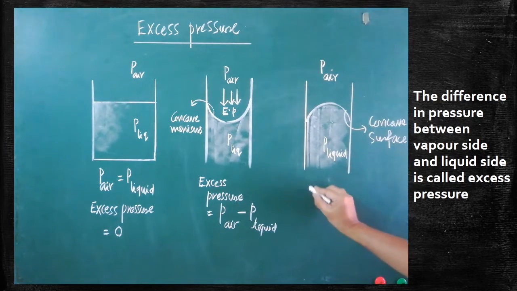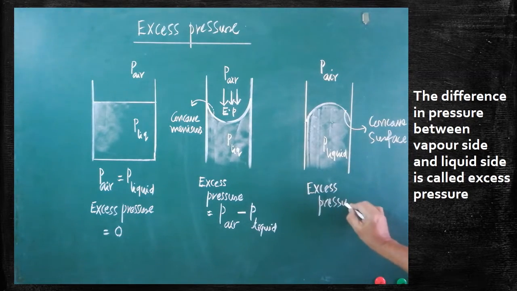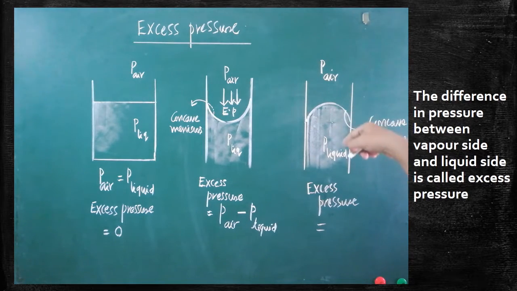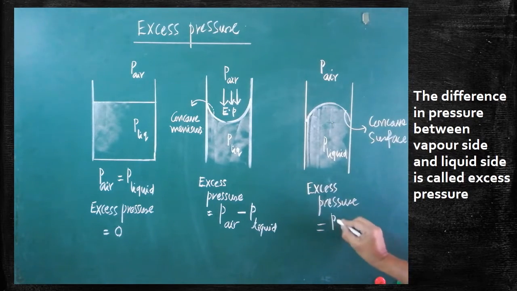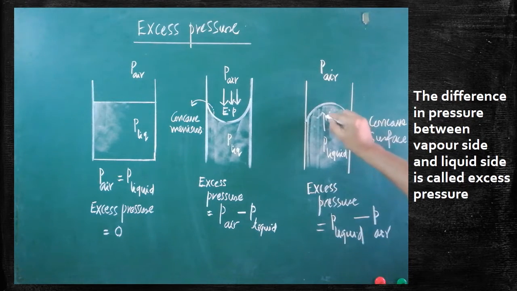Here, how to calculate the excess pressure? Excess pressure is equal to, from the shape of the liquid surface, we can easily find out where the pressure is more. The pressure is more inside. The pressure of the liquid is greater. Pressure exerted by the liquid on the surface is greater. Are you clear? To find out the difference in pressure, what do we have to do? Pressure exerted by the liquid minus pressure exerted by the air must be written. The difference in pressure gives you excess pressure. Are you clear? Pressure exerted by the liquid is more, pressure exerted by the air is less. Therefore, excess pressure acts in this direction.